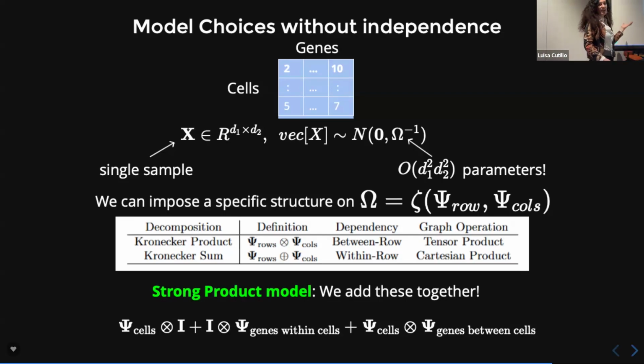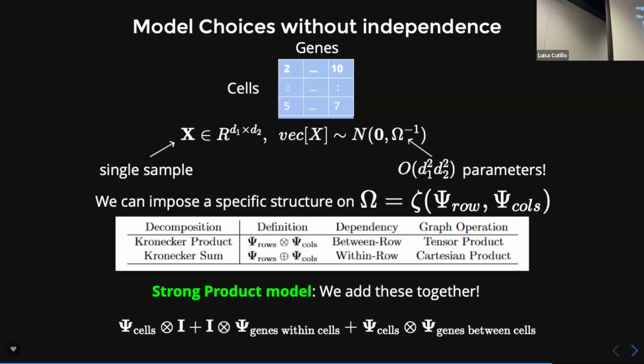A way of putting those together very intuitively is just summing them up, right? This gives us the strong product model, which, from a graph operation point of view, is the strong product of graphs. But how do we add this together? This precision matrix and this precision matrix are actually different, because one is expressing the between-row dependency.